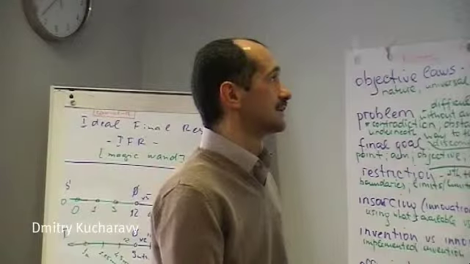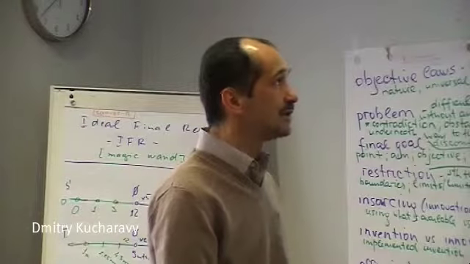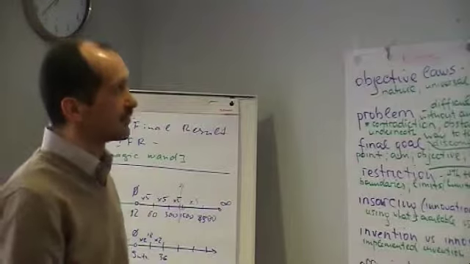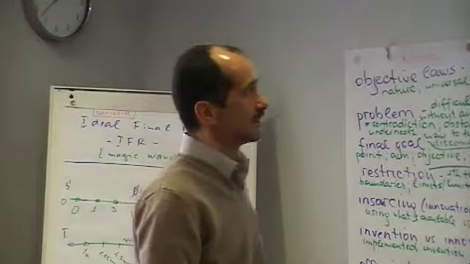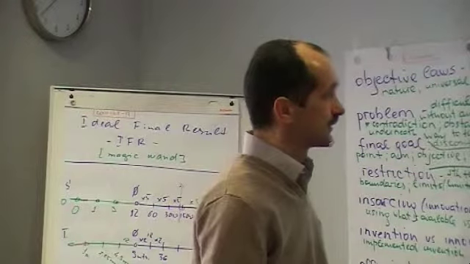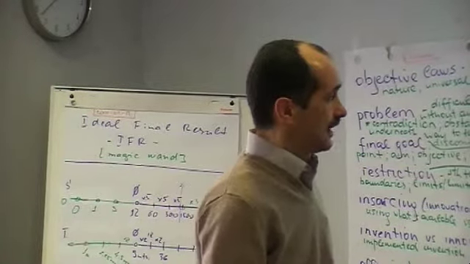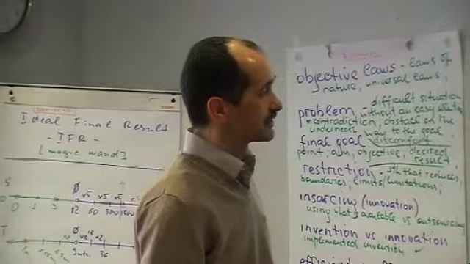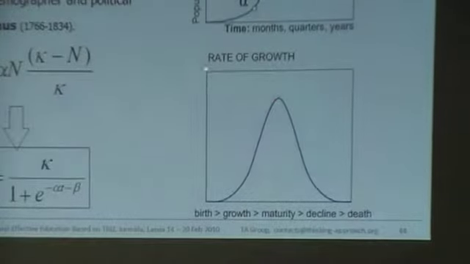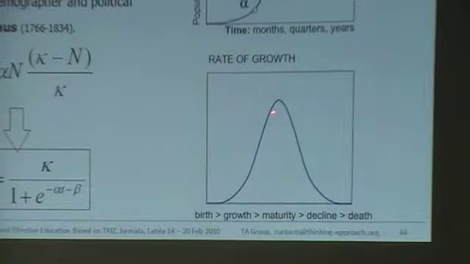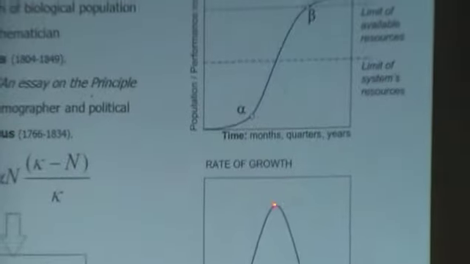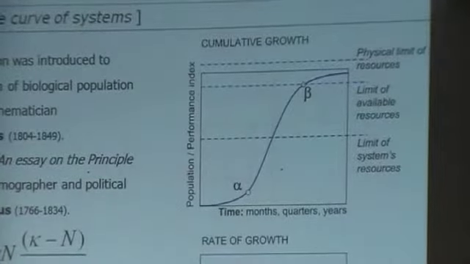This curve explains cumulative growth. Cumulative growth means how the population or how performance grows within a time. If you look at the changes, the rate of growth, the curve is different. From birth to growth and to maturity, for instance per year or per day, we have very fast growth, but from this point, the growth rate starts to decline.